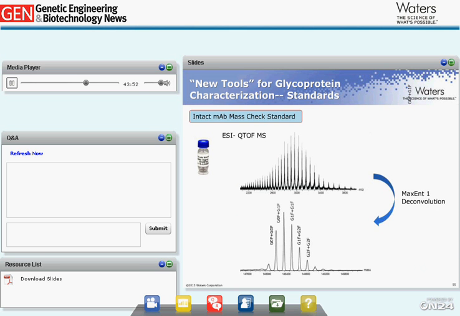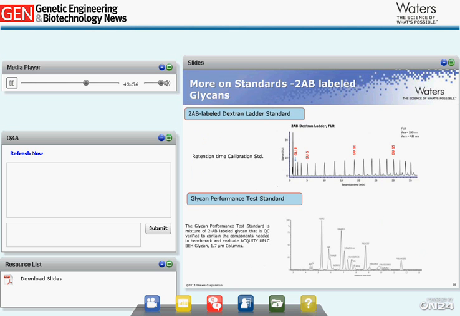And here are two 2-AB labeled glycan standards. One is the dextran ladder standard, and the other is called the glycan performance test standard. The dextran ladder and the glycan performance test standard together can be used in the GU retention time assignment. Basically, the scientist would run the 2-AB labeled dextran ladder first and generate a calibration curve, which can then be applied to their unknown sample. So those two glycan standards can be used for system performance purposes, and also for GU retention time assignment.